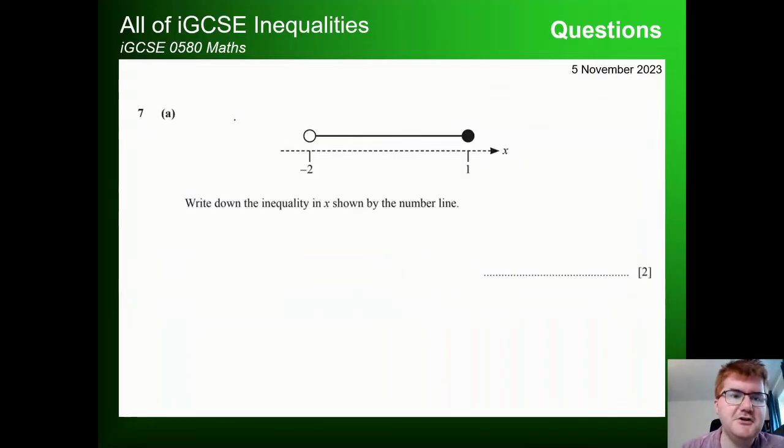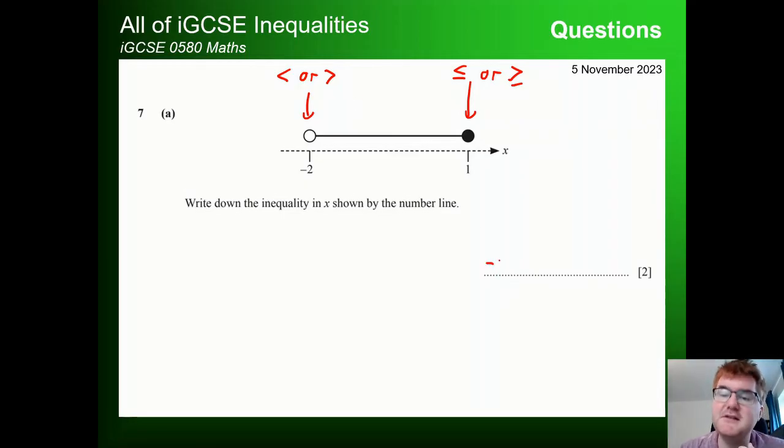Right, on to our next question here, so question 7a. Now we need to actually take the diagram they give us and write down the inequality in x shown by the number line. So notice we've got an open circle here, so we've got either less than or greater than. We have a closed circle here, so we have a less than or equal or a greater than or equal. So how do we write this down as an inequality?